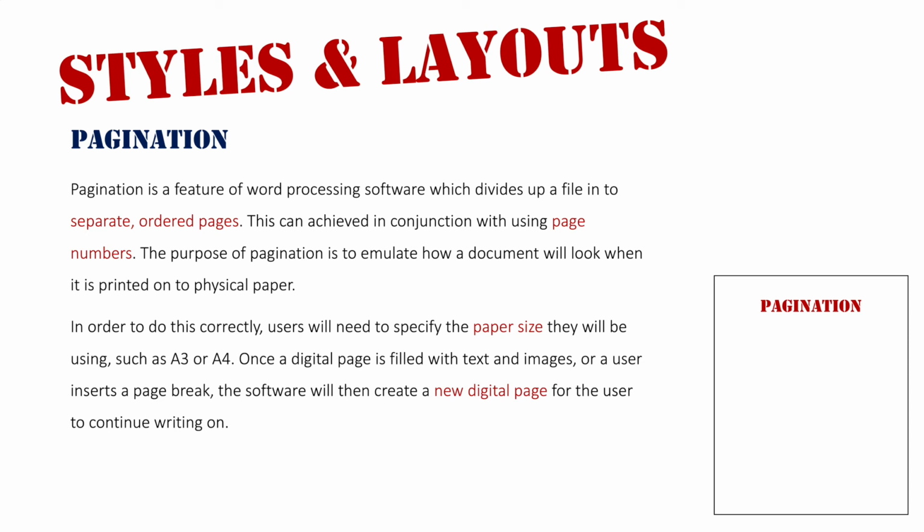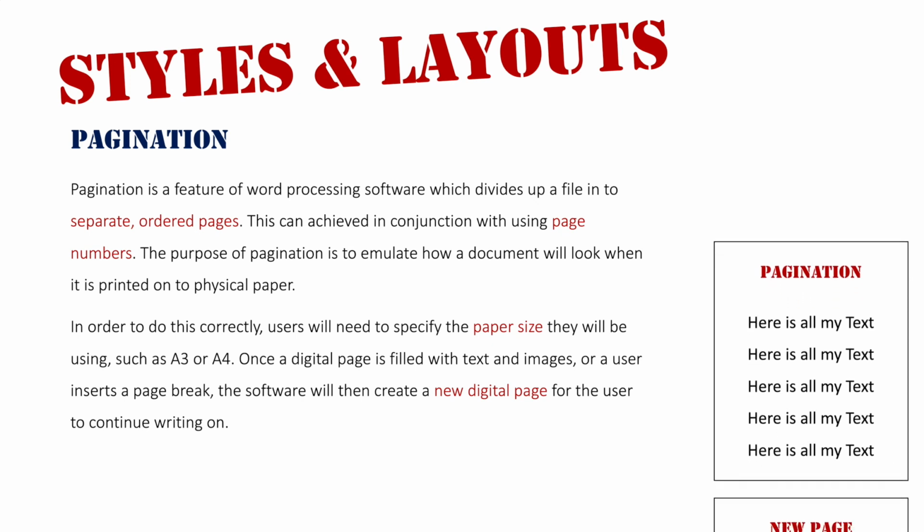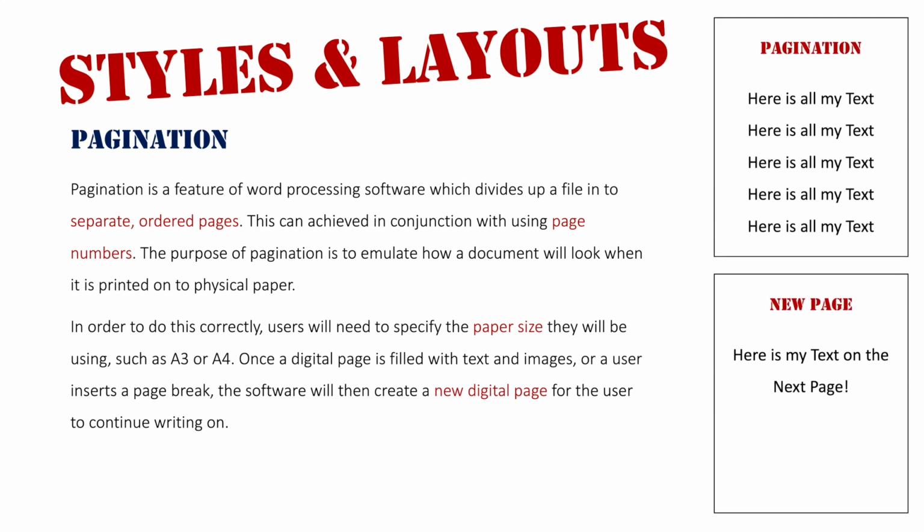So here is my document on the right, and I'm going to enter all my text into my document. Now, in order to do this correctly, users need to specify the paper size they'll be using, such as A3 or A4. Once a digital page is filled with text and images, or a user inserts a page break, the software then creates a new digital page for the user to continue working on. So my page over here is now filled with text. The software then creates a new page for my document, and I can start typing onto my new page.